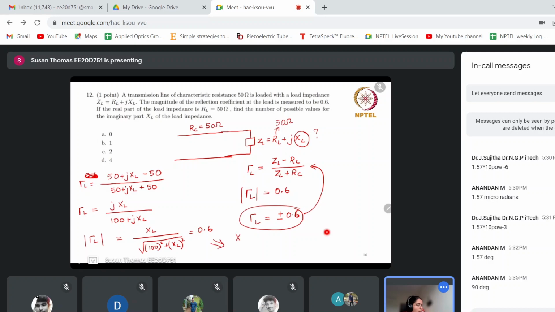To simplify this, XL square by 100 square plus XL square is equal to, squaring both sides, 0.36. So I think now it's a straightforward question how to find XL. Any answers for the value of XL? Hopefully you can say how many XLs there will be. I mean, what is the number of possible values of XL?